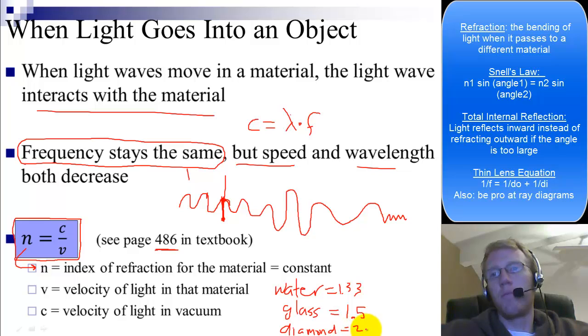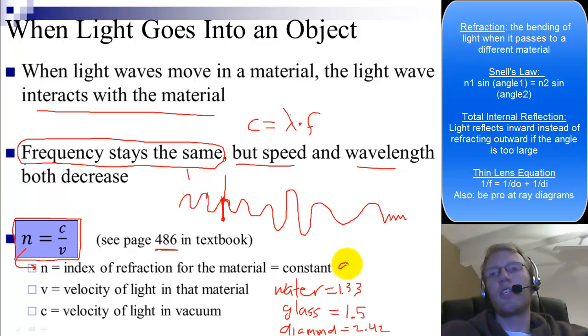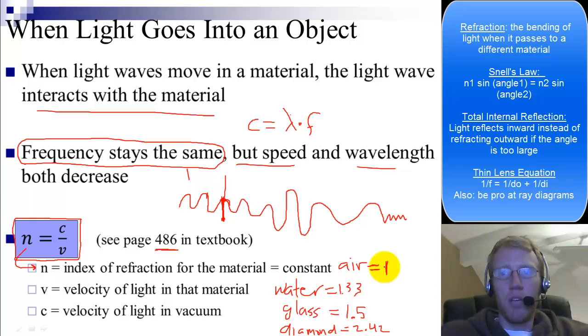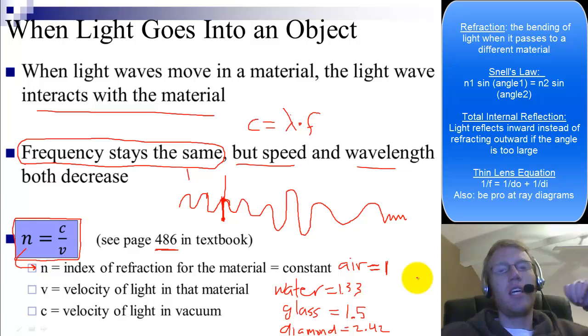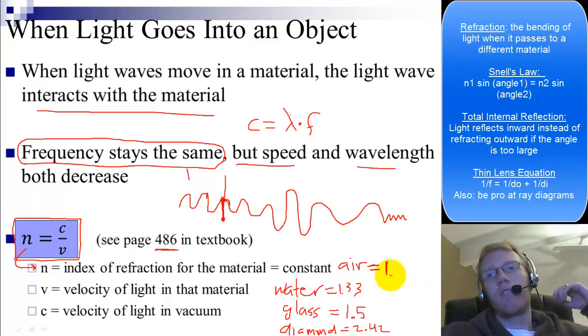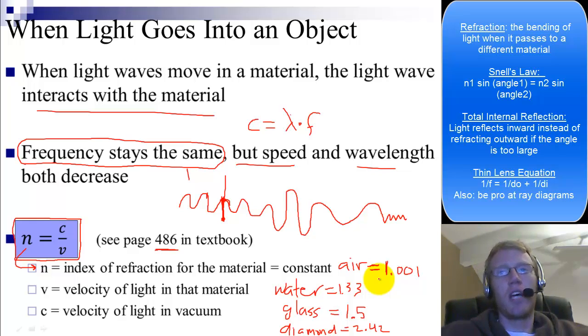is 2.42. So diamond has a very high index of refraction, relatively speaking. Oh, and I guess I should say air. That's kind of important. Air is approximately equal to 1. So in a pure vacuum, the speed of light is the speed of light, so that's got an index of refraction of exactly 1.00000. In air, the index of refraction is actually like 1.001, I think. I'm not sure how many zeros are in there, but it's really, really close to 1. And so for the level of approximations that we're making in this class, you can treat air as having an index of refraction of exactly 1.